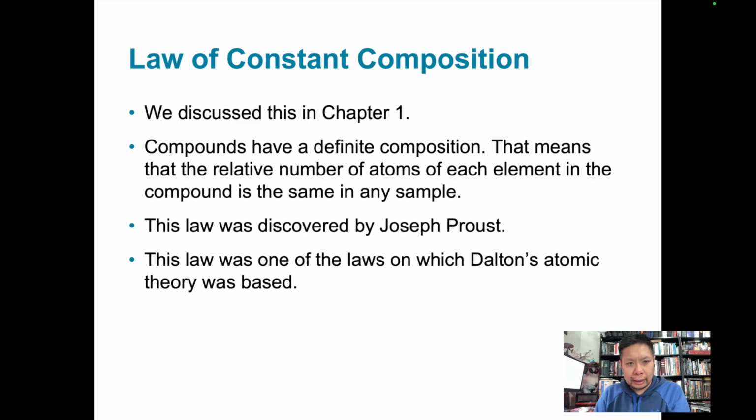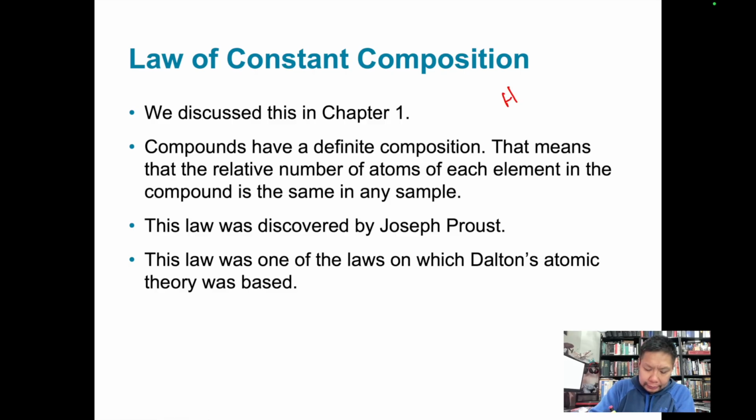Moving on, so the first one that he based his atomic theory on was the law of constant composition. And what he said here was that compounds actually have a definite composition. What that means is that the relative number of atoms in each element of a compound always stays the same.